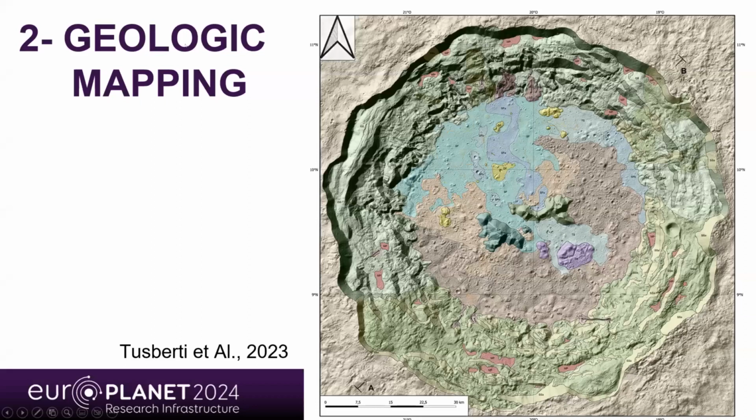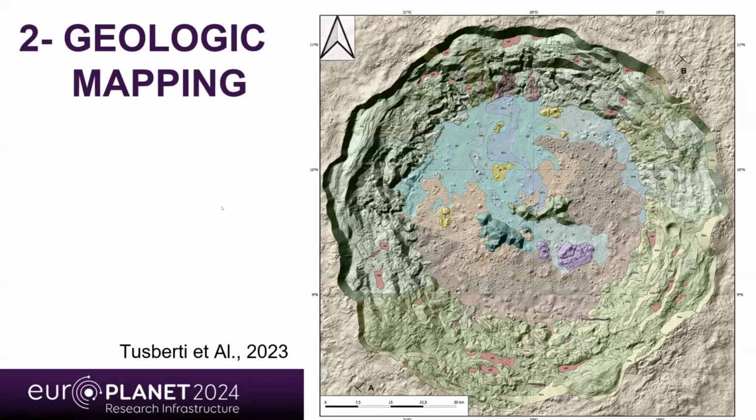So after that, we did a geologic map. This is the work we did exactly on Copernicus, with a lot of hours of work. We distinguished a lot of geological units, which were super useful during this study.